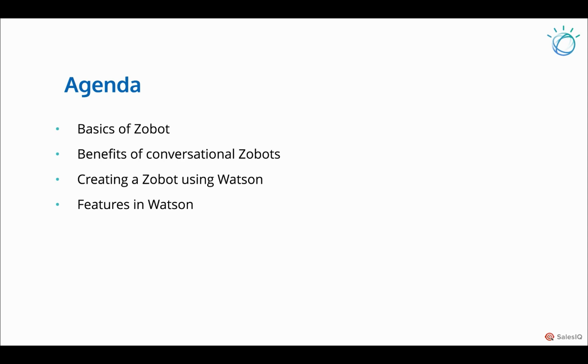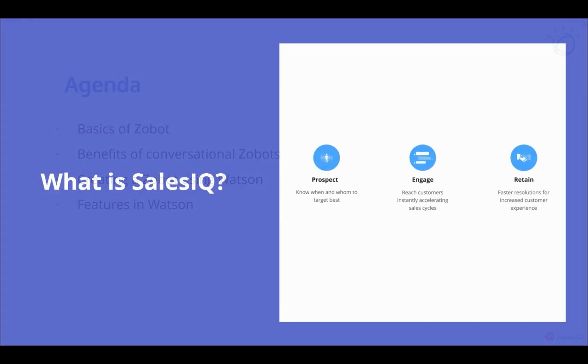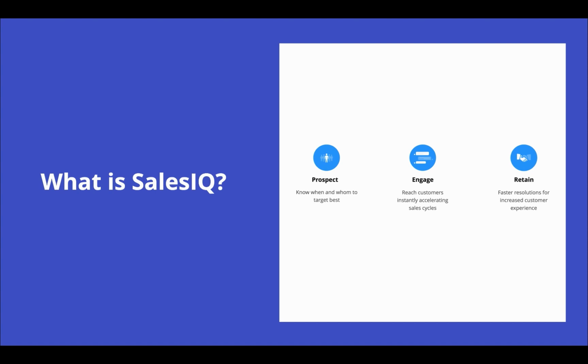In the first place, we are going to be looking at the basics of the Zobot, followed by the benefits of using conversational Zobots for your business. And then we'll follow that up with creating a Zobot using the Watson platform. First, we'll create an agent on the Watson platform, and then we'll integrate it with the Sales IQ's Zobot, and then we'll also look into the features that are available on the Watson platform. So let's get started right away.